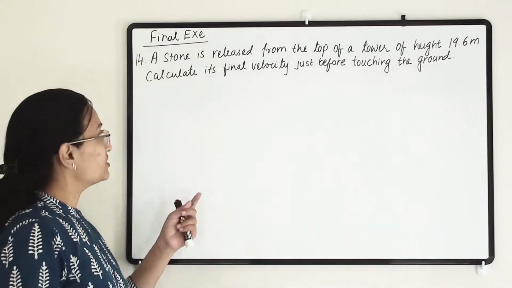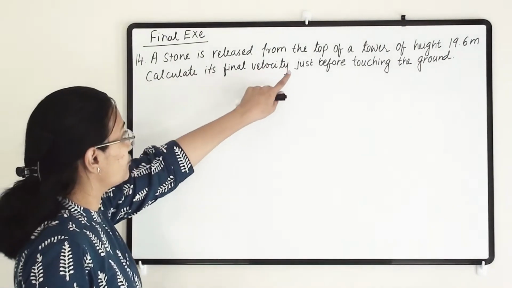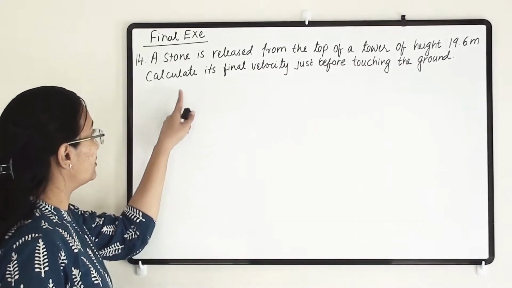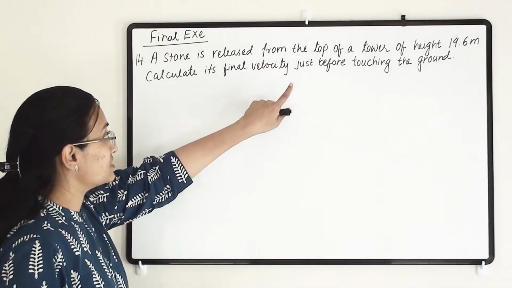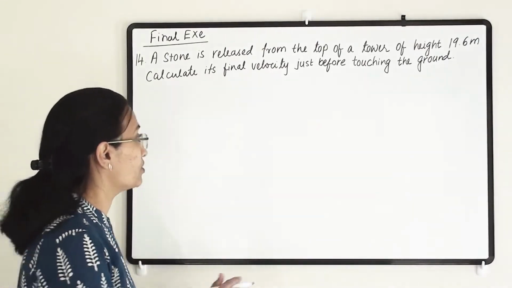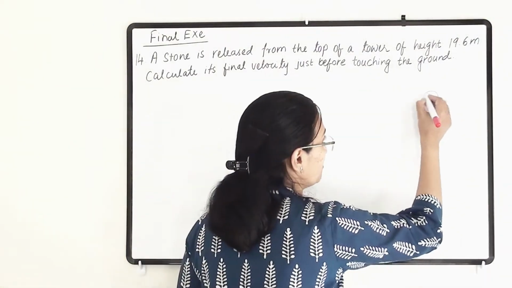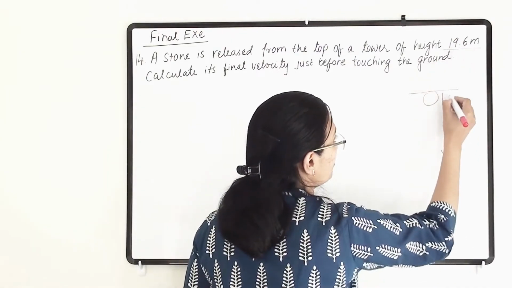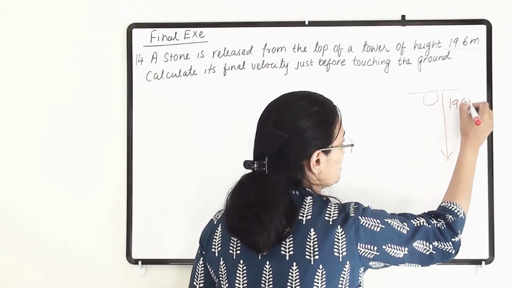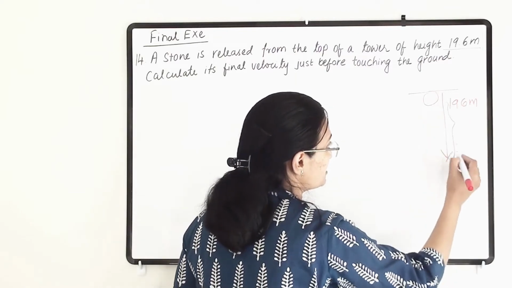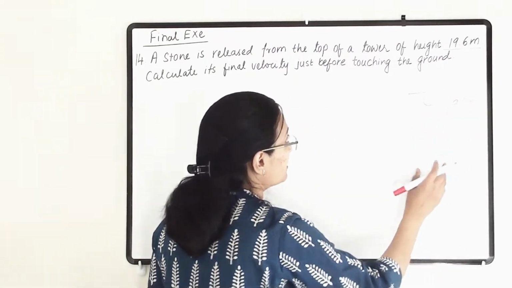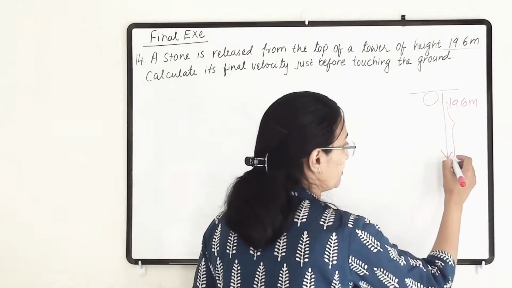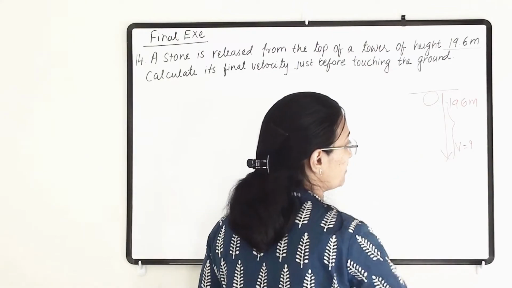Our 14th question is, a stone is released from the top of a tower of height 19.6 meter. Calculate its final velocity just before touching the ground. So here the stone is there and we are dropping it from a certain height, and that height is 19.6 meter. So it is traveling this much distance while it is coming down. Now we have to find its final velocity. So when it is falling down, what is going to be its final velocity?